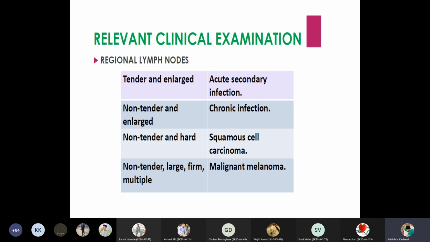So these are the regional lymph nodes which can be palpated and seen. If they are tender and enlarged, that may lead towards acute secondary infection, whereas non-tender and enlarged is chronic infection. Non-tender and hard may be seen in squamous cell carcinoma. Non-tender, large, firm, multiple nodes can be seen in malignant melanoma.